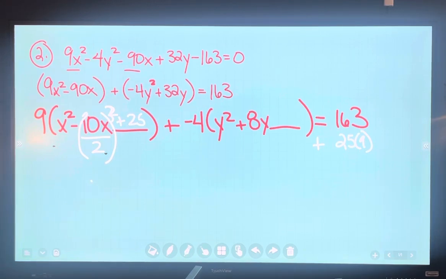25 times 9 and 10. Think about it. You've got 10 quarters. 8 quarters would be what? $2. So 9 quarters is what? 225.